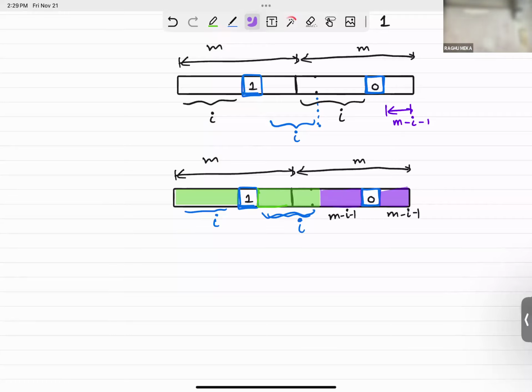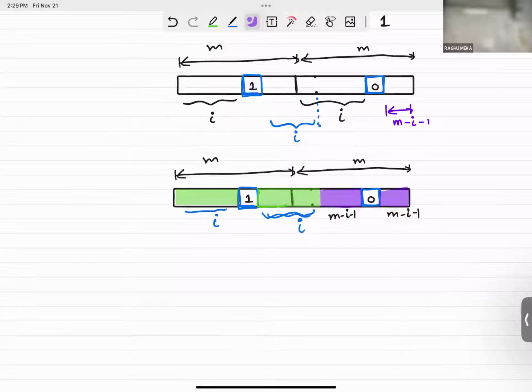Okay. So what does this look like? There is one piece of the string where 1 is exactly in the middle, followed by another piece where 0 is exactly in the middle. Does it make sense? Any such string cannot be written as w comma w. That's what this picture is showing.